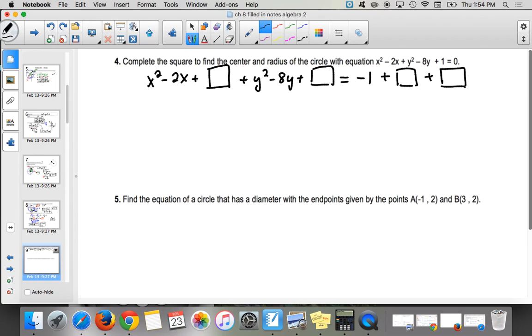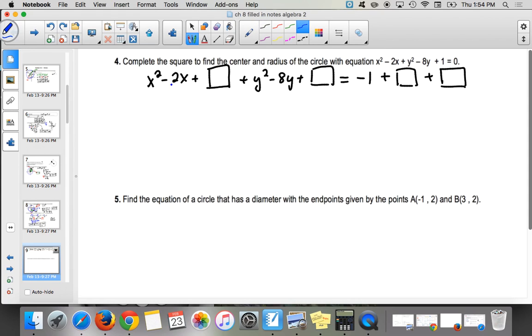So some of you guys are able to do this in your head. You're halving it and squaring it. So you're taking the number in front of the x, halve it and square it. Divide it by 2, you get negative 1. Square it, you get 1. So 1 goes in this box. Take this number, negative 8. Divided by 2, you get negative 4. Square it, you get 16.